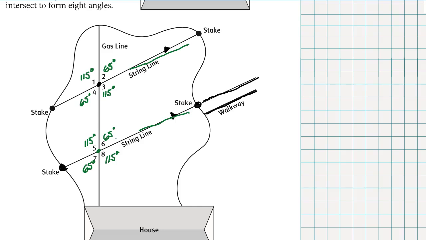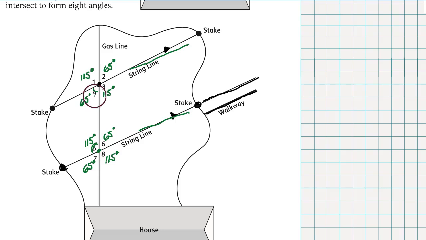There are some other relationships in here that we could describe as far as where angles are positioned to each other. Take a look at angle 4, which is 65 degrees. Down here at the other intersection point, take a look at angle 5 right here, which is 115. 65 and 115 add to 180. They are supplementary.